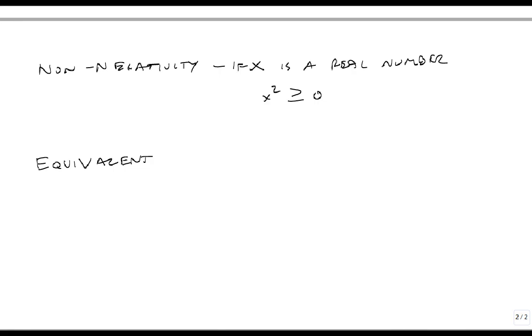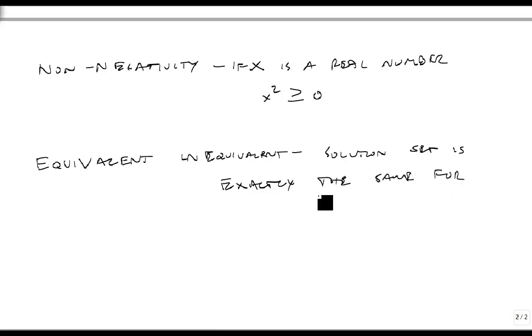And for equivalent inequalities, it's just like equivalent equations. This means that the solution set is exactly the same for the two inequalities. That means they agree exactly. If they agree exactly, then they are equivalent inequalities. If they don't, then they're not. And so those are the definitions that we're going to be using in this section.